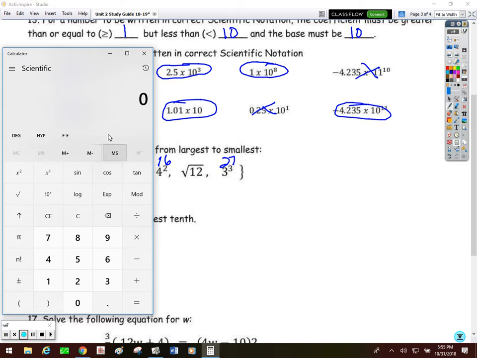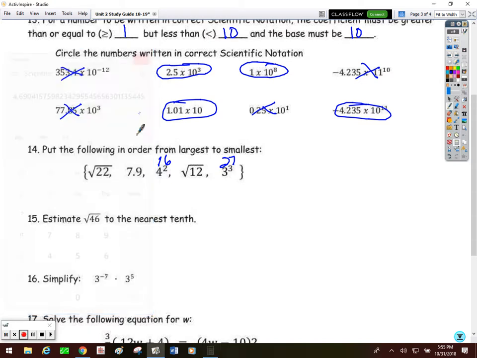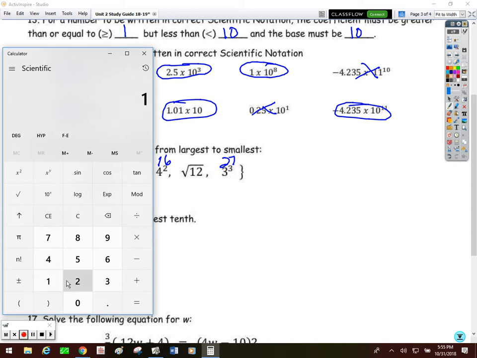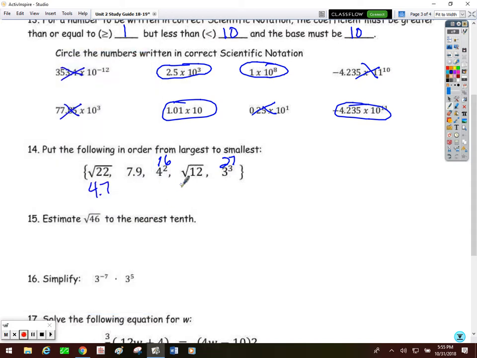Let's go ahead and change everything to the same terms. So we say the square root of 22 is just rounded up to 4.7. All right, so 4.7 is the square root of 22. 7.9, and then the square root of 12 we know is between the square root of 9 and the square root of 16, but since we're converting everything, let's go ahead and convert the square root of 12. Okay, so now we can look at it as 3.46, which rounds to approximately 3.5, right?